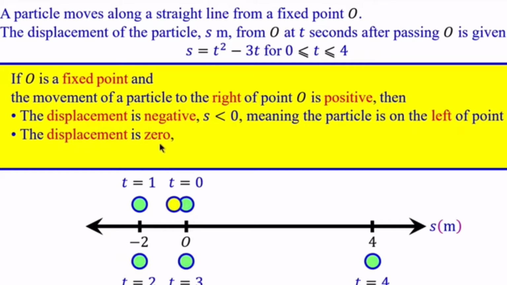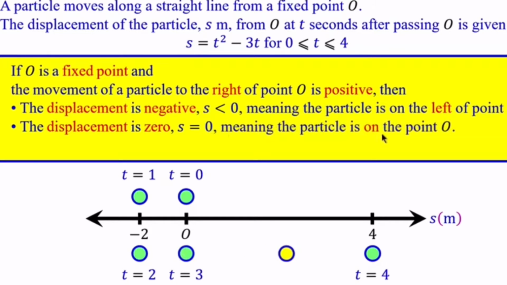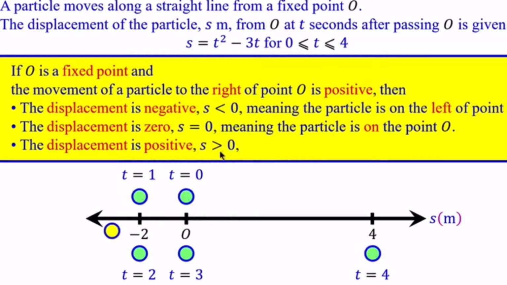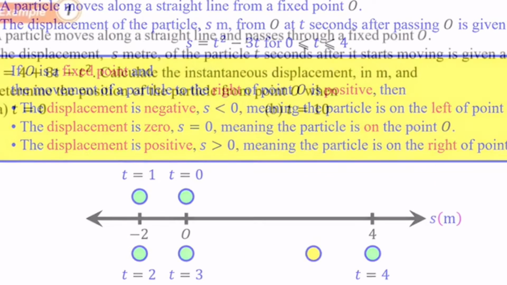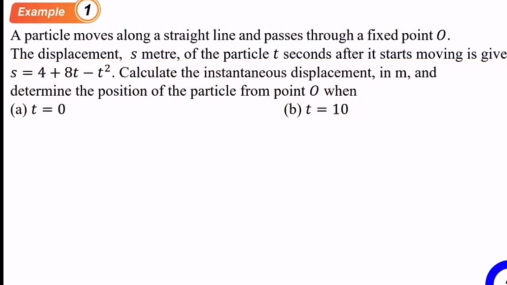When the displacement is 0, it means the particle is at the original point, the fixed point O. When the displacement is positive, s is more than 0, and the particle is on the right of the reference point O. You must understand the concept first before you can proceed to solving problems on the displacement of the particle in terms of the function of t.